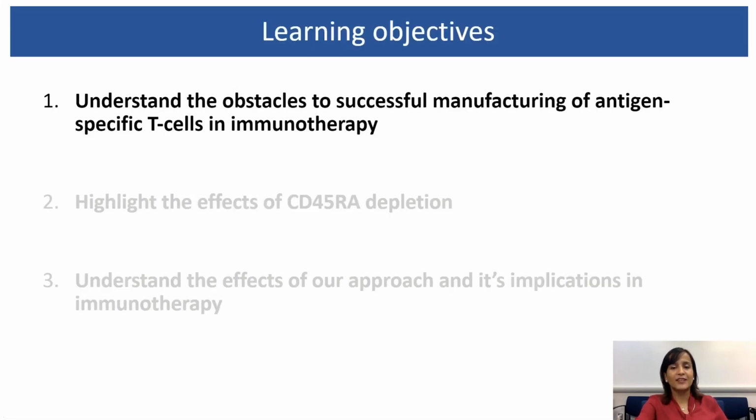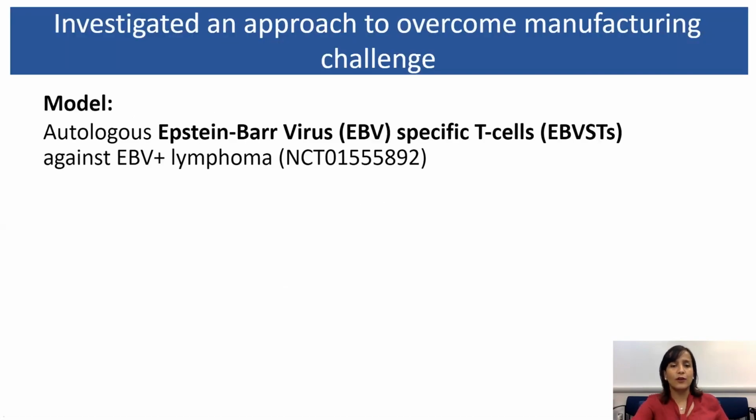So let's begin with understanding the obstacles. As I mentioned before, when we are generating cells from peripheral blood in patients, there could be problems where these cells are just low in frequency and are dysfunctional. So in order to study this obstacle, we utilized our model of Epstein-Barr virus specific T cells, or EBVSTs as we call them, in our clinical trial against EBV-positive lymphoma.